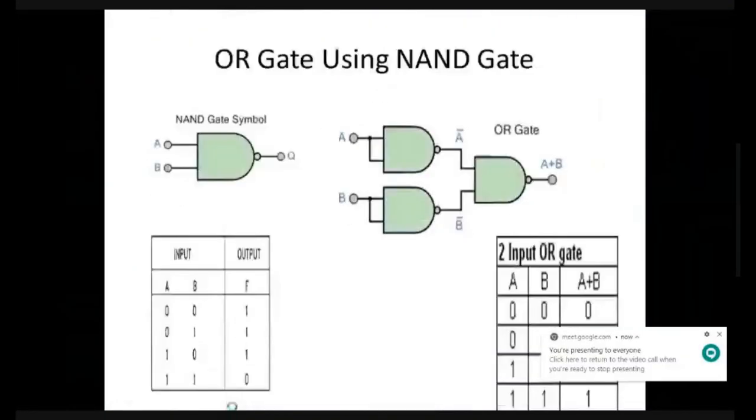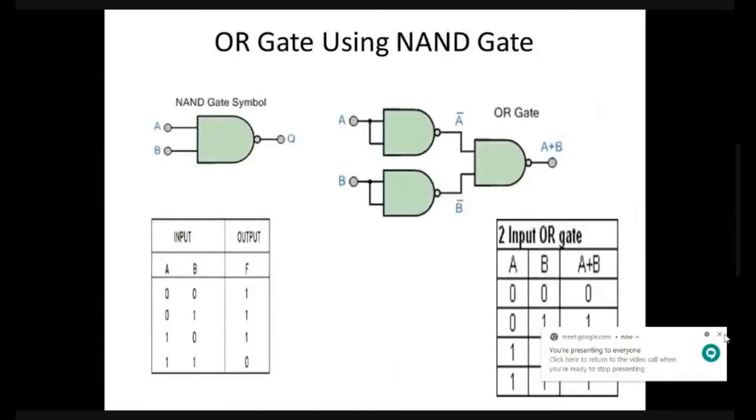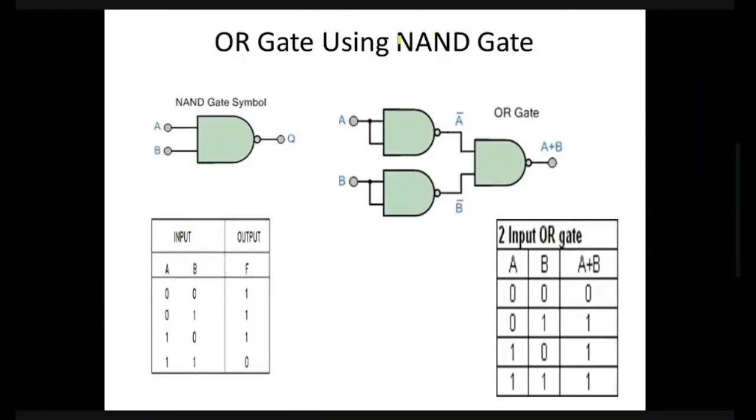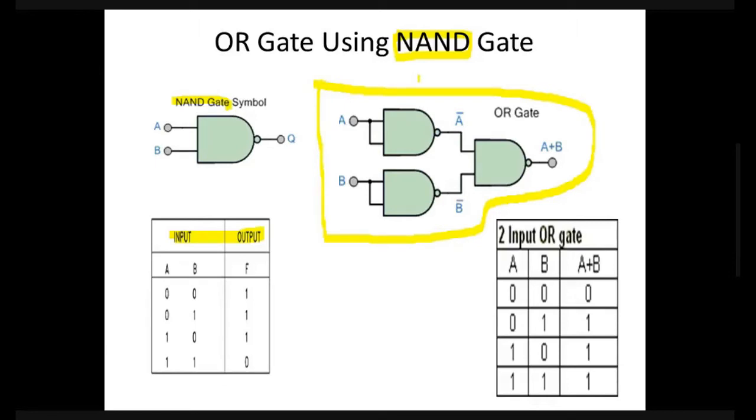What is the next? Next is nothing but the OR gate. But we are using only NAND gates. We are dealing with only the NAND gate. So this is the symbol of the NAND gate and this is the truth table of the NAND gate. But right now we are implementing an OR gate. So this is the circuit which we design using only NAND gates. That is, NAND gates act as an OR gate. Let's see how it works.